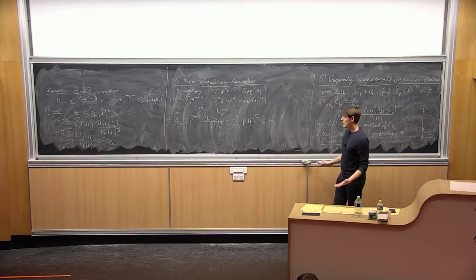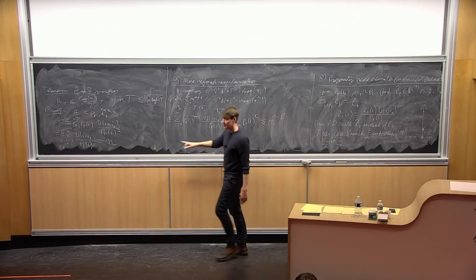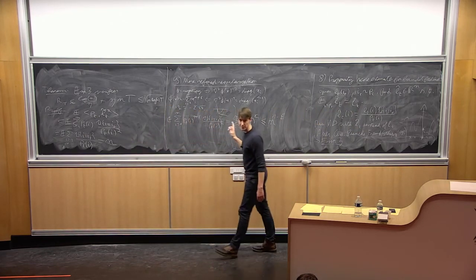So you see, I didn't lie to you. We did improve a little bit. From n, we got n to the 1 minus epsilon.